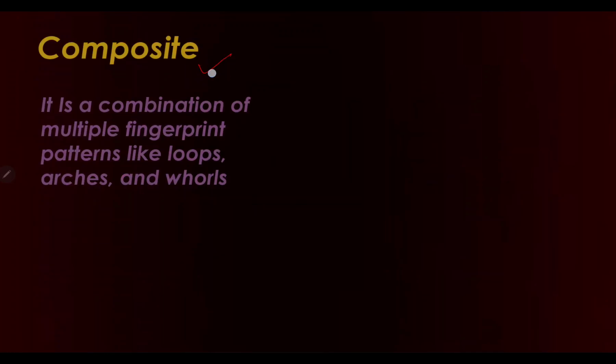Then the composite type of fingerprint. It is a combination of multiple fingerprint patterns such as loops, arches and whorls. So till now you know what arches are. Arches means the ridge comes from one end, is slightly elevated in the center and again goes to the other end. This is an arch.